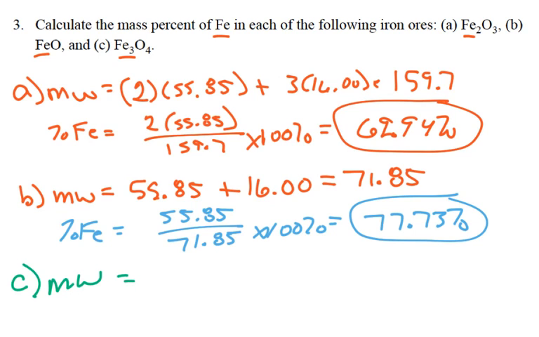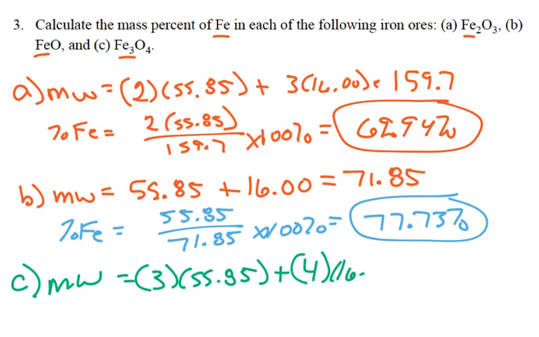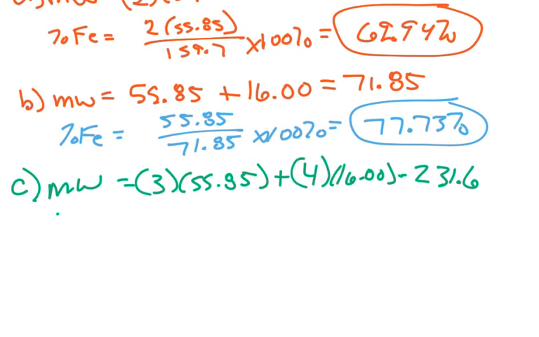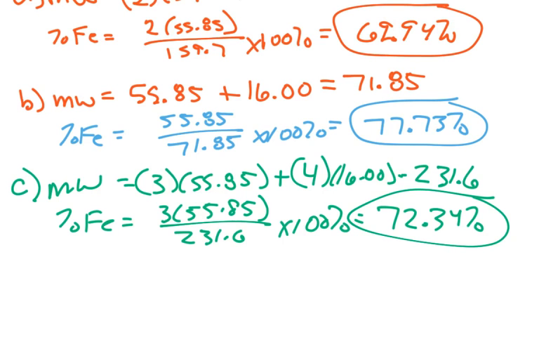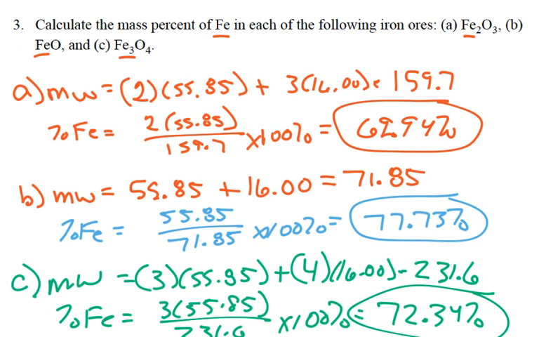C, so we have 3 irons, 55.85, plus 4 oxygens, which gives 231.6. So then percent iron equals 3 times 55.85 over 231.6 times 100% equals 72.34%. That is that problem. And I think that's the last one on this set. That's it.